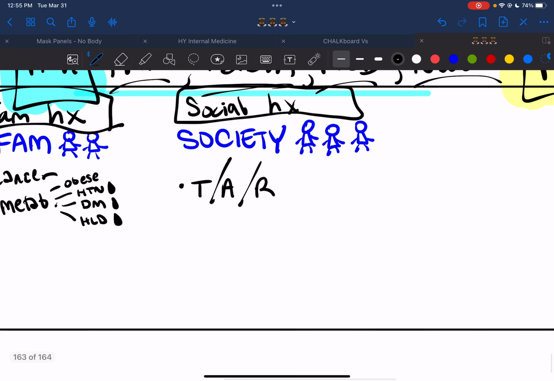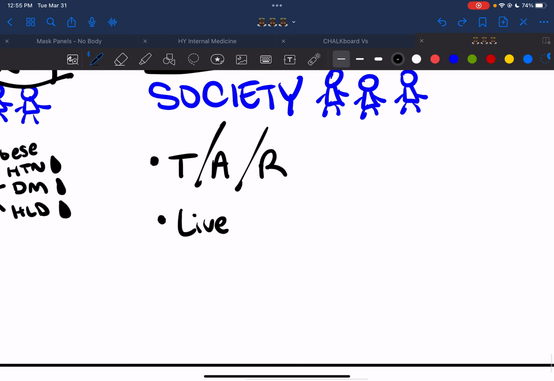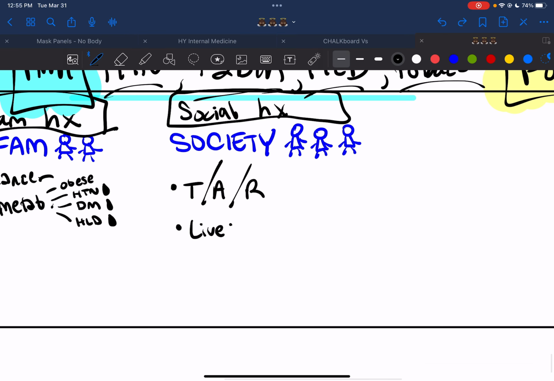What else is part of social history? Literally their social life. Who do you live with? And then they say my wife or my husband or my kids or my auntie or alone. What do you do for work, right? What's your job? Sedentary or dangerous or something. They'll tell you what kind of job they have. That's social history. Another part I'll do with that is sexual history.